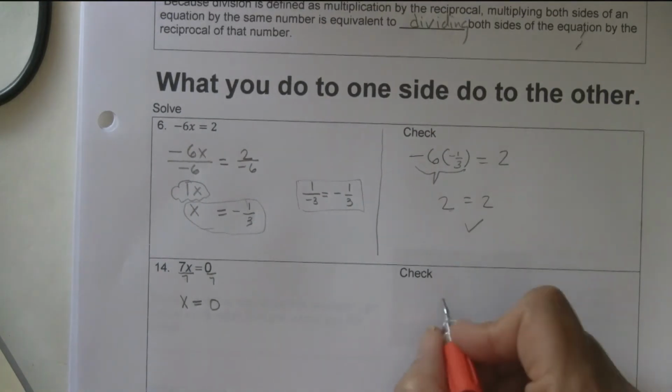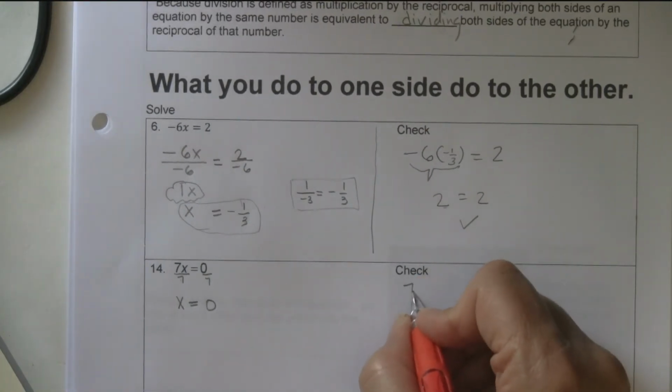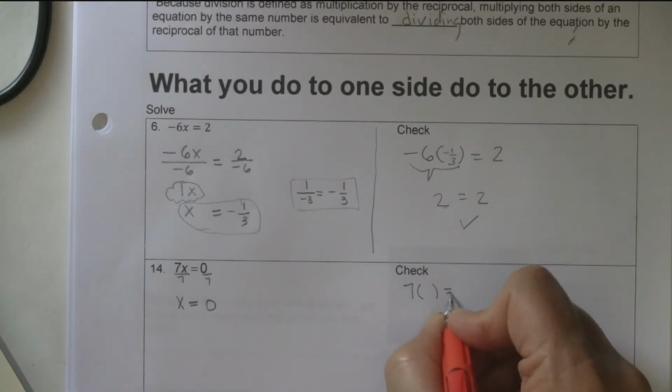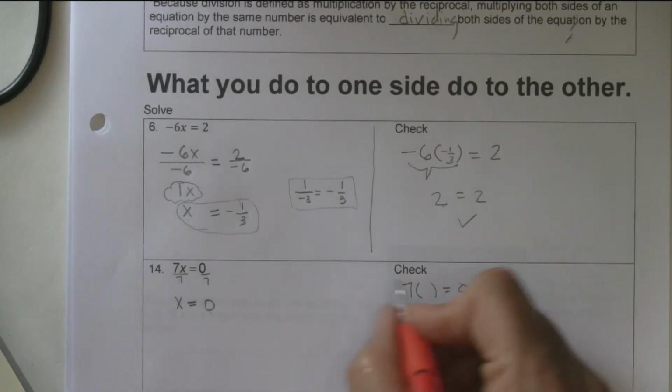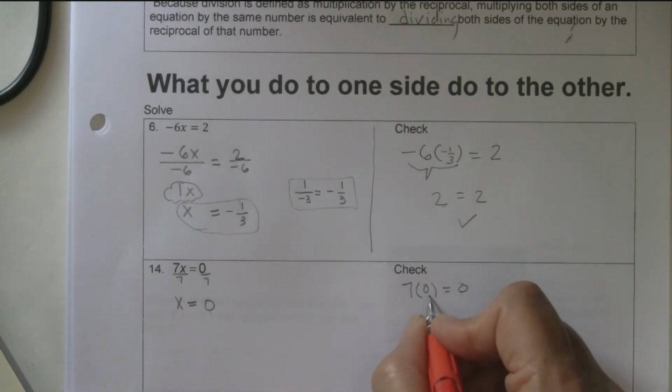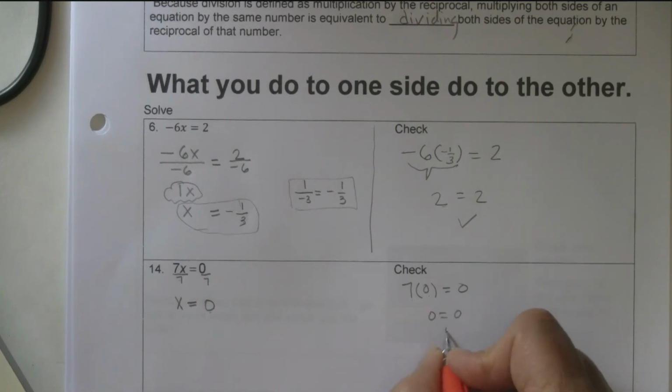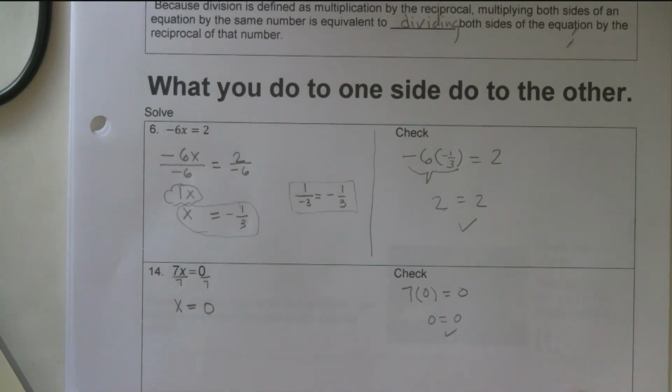And this one is kind of silly to check because 7 times what is 0? And we're saying the answer is 0. And 7 times 0 is 0. So we knew that was going to work. Okay, so we did a lovely job on it.